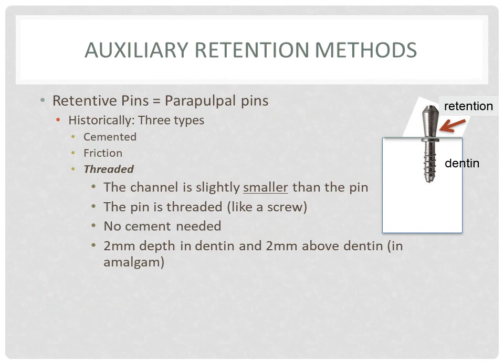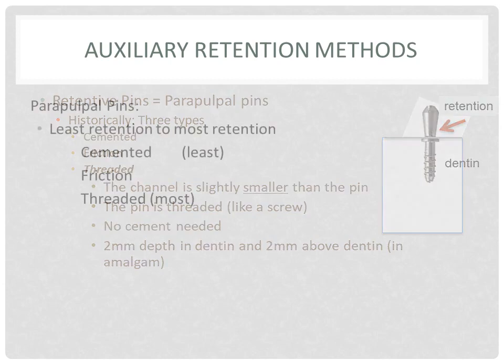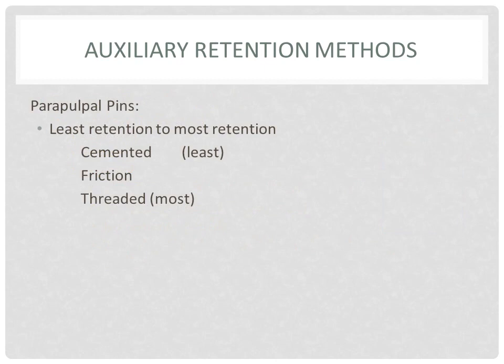In the threaded pin, the channel is slightly smaller than the pin. The pin is threaded. No cement is needed. These are also about 4 mm in length. 2 mm of the pin is in dentin. 2 mm is in the amalgam. The least retentive type pin is the cemented pin. The most retentive pin is the threaded pin.